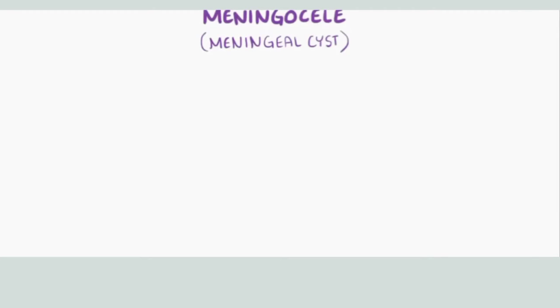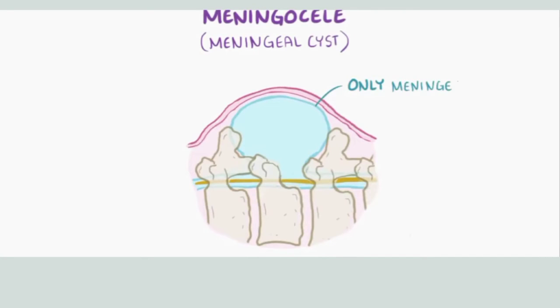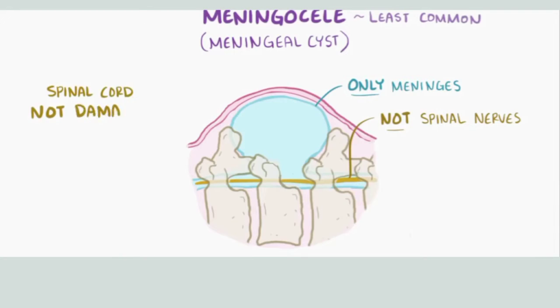Alright, the second type of spina bifida is meningocele, sometimes called a meningeal cyst. In this condition, the prenatal spinal deformities result only in the meninges, and not the spinal nerves, slipping into the gaps between the deformed vertebrae. This one's the least common form of spina bifida, and because the spinal cord itself isn't damaged, these individuals often don't experience the severe symptoms that are seen in myelomeningocele.